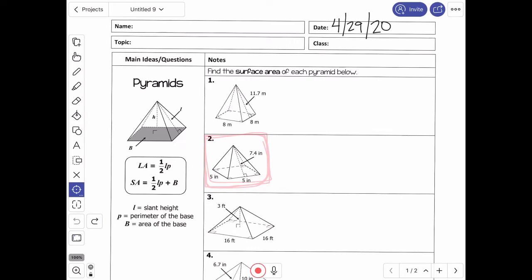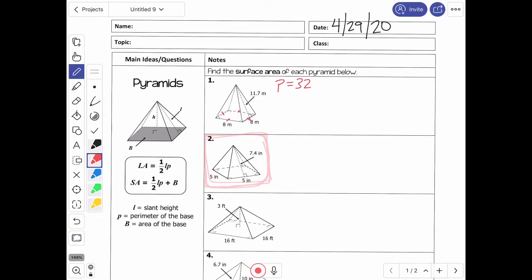So starting with number one, I'm given the bases are going to be congruent to each other, it looks like. So since this base is 8 and this base is 8, that means it is a square base. So then all of these sides will be 8. I'm just going to make little tick marks. So we know my perimeter would be 8 times 4, or 8 plus 8 plus 8 plus 8. So my perimeter is 32.